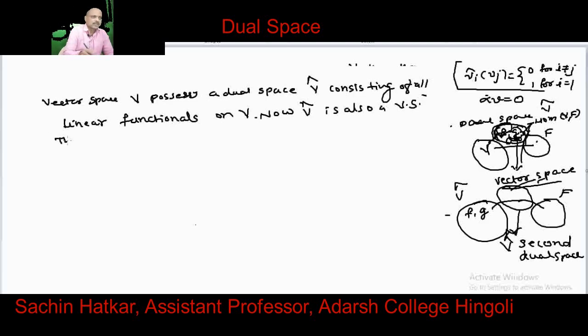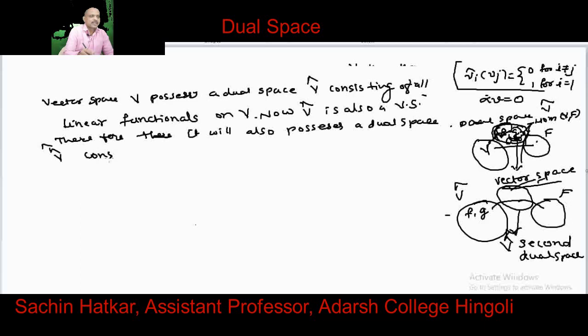Now, V cap is also a vector space, therefore it will also possess a dual space, which we denote as V double cap, consisting of all linear functionals on V cap, and this dual space is called the second dual space.